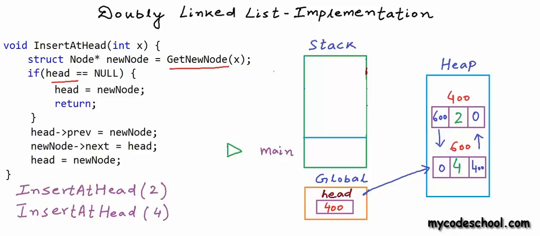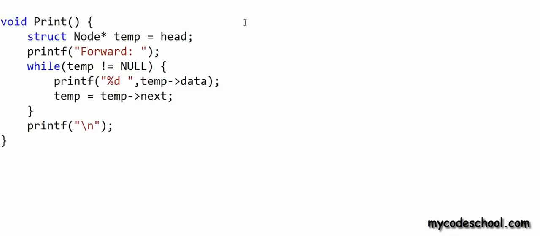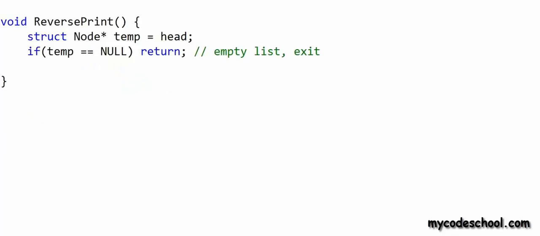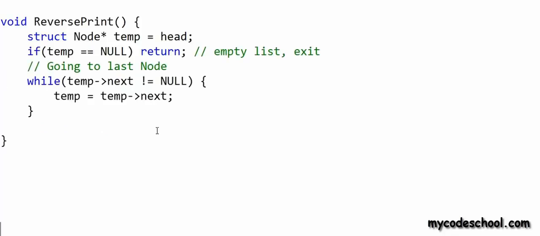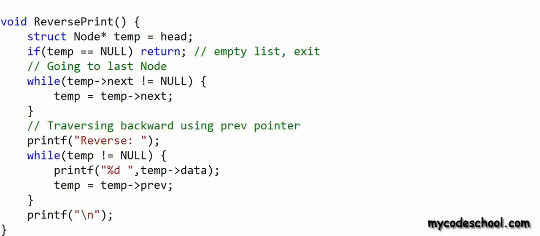Let's now go and write the rest of the functions. Print function will be the same as print for singly linked list. We will take a temporary pointer to node, initially set it to head, and then we will use this statement temp equal temp.next to go to the next node, and we will keep on printing. In reverse print, we will first go to the end node of the list using the next pointer, and then we will traverse backward using this statement temp equal temp arrow prev. So we will use the previous pointer, and while traversing backward we will print the data.